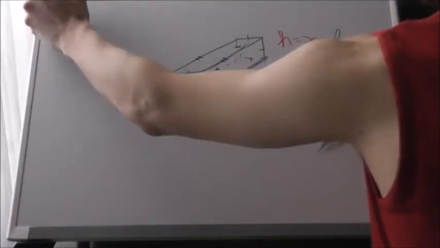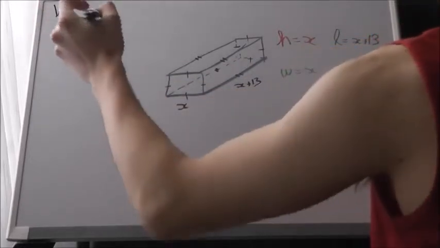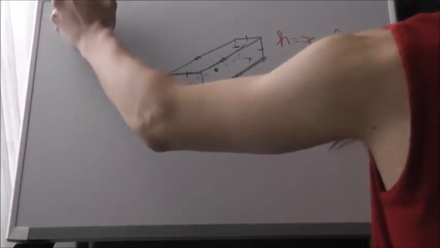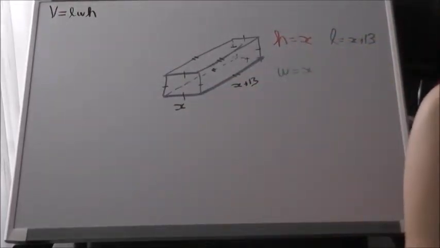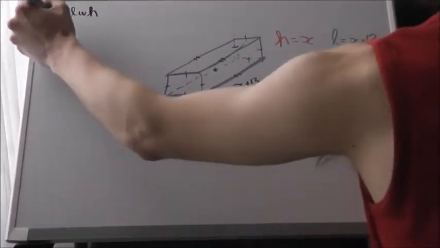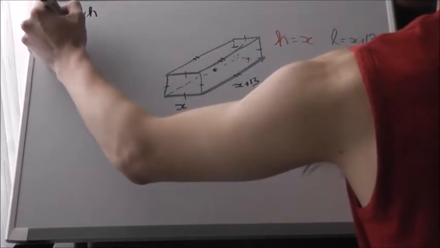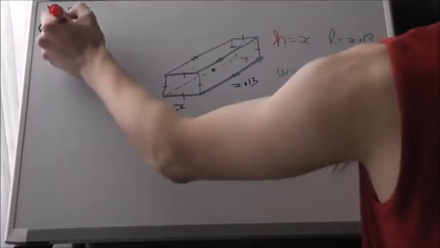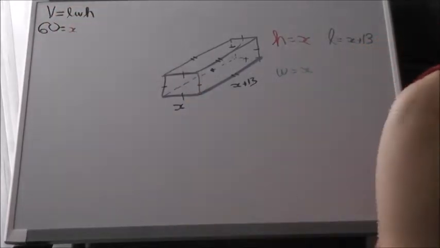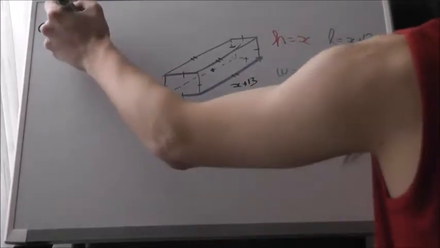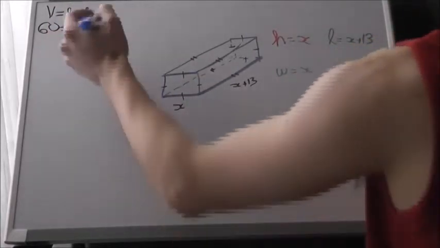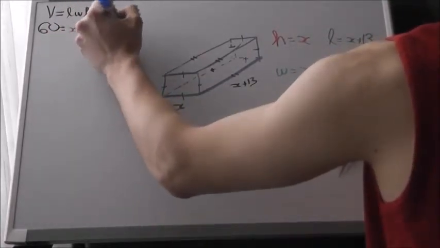Now we want to find our equation of our volume. So we know that volume is equal to length times width times height. Now we're going to substitute in for our variables. So our volume is 60 centimeters cubed, and that is equal to our height, which is x, times our width, which is x, and our length, which is x plus 13.